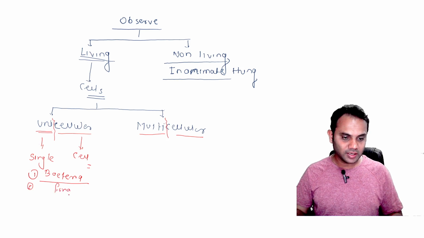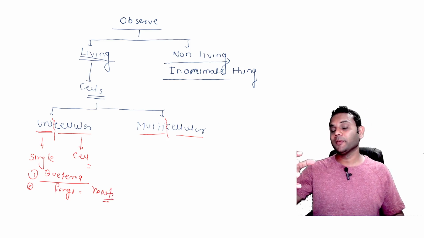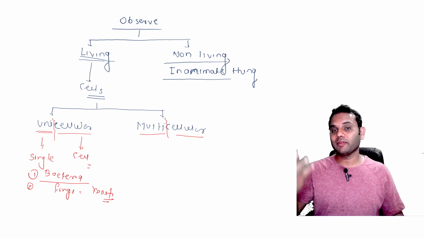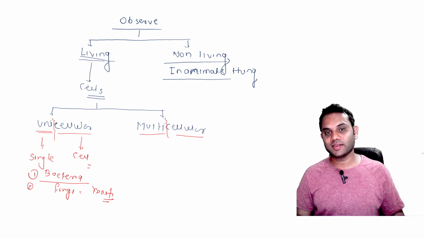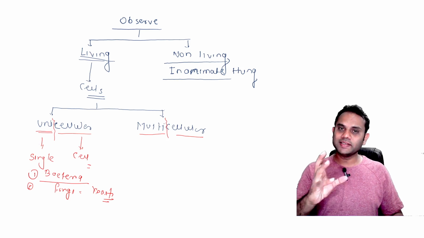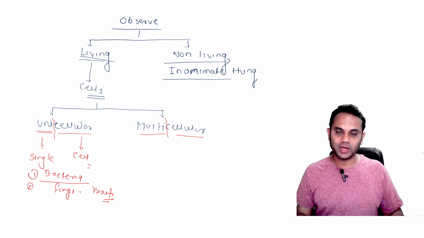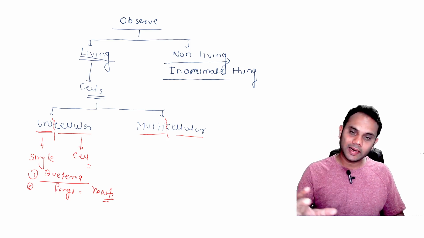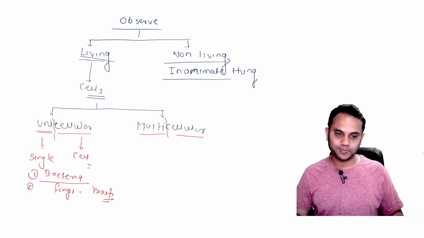In fungi, you will see yeast. Yeast is a unicellular fungus which is used in the process of alcohol fermentation. That is again a single cell structure. So unicellular organisms means organisms with a single cell, so that only a single cell is capable of doing all the activities.